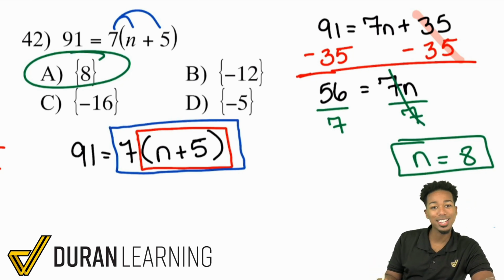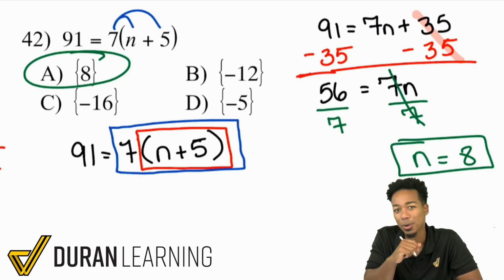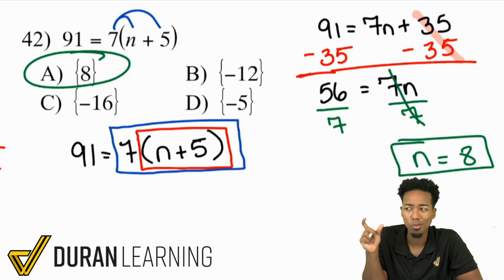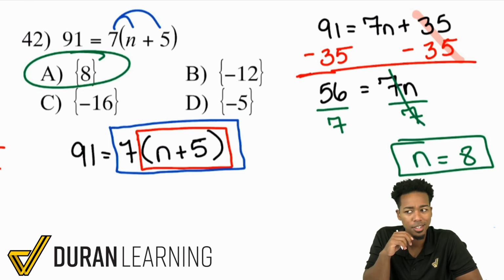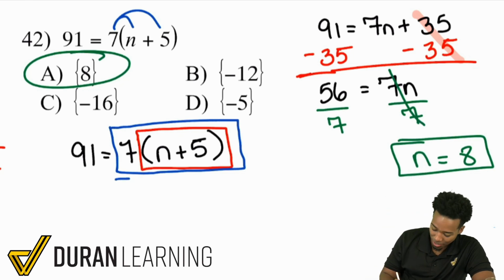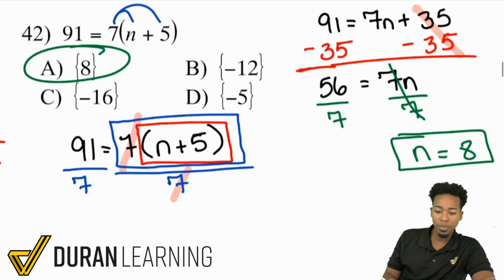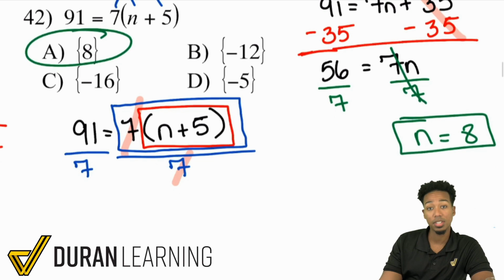Well, what I can do is I observe that, remember, solving equations is the art of working backwards. So if it's 7 multiplied by that entire thing, if I wanted to get rid of that 7, I could divide both sides by 7. And that's exactly what I'm going to do. I can divide both sides by 7 because that'll cancel out my 7. And then you have to think about what 91 divided by 7 is.